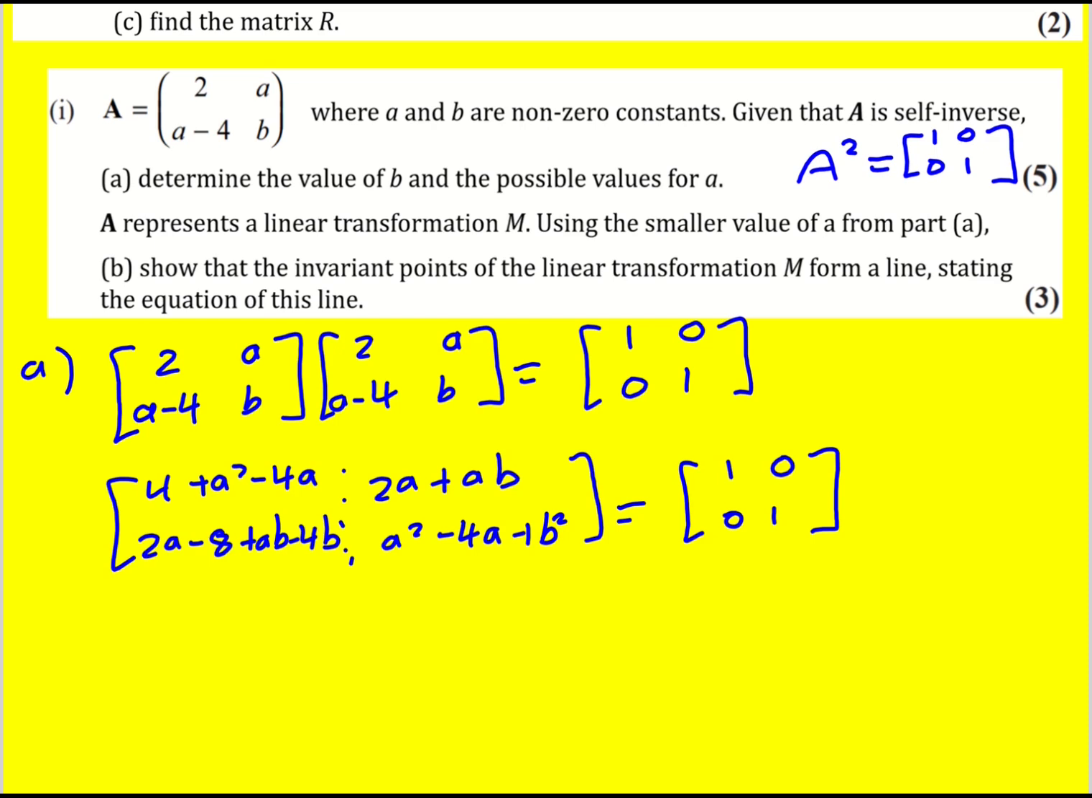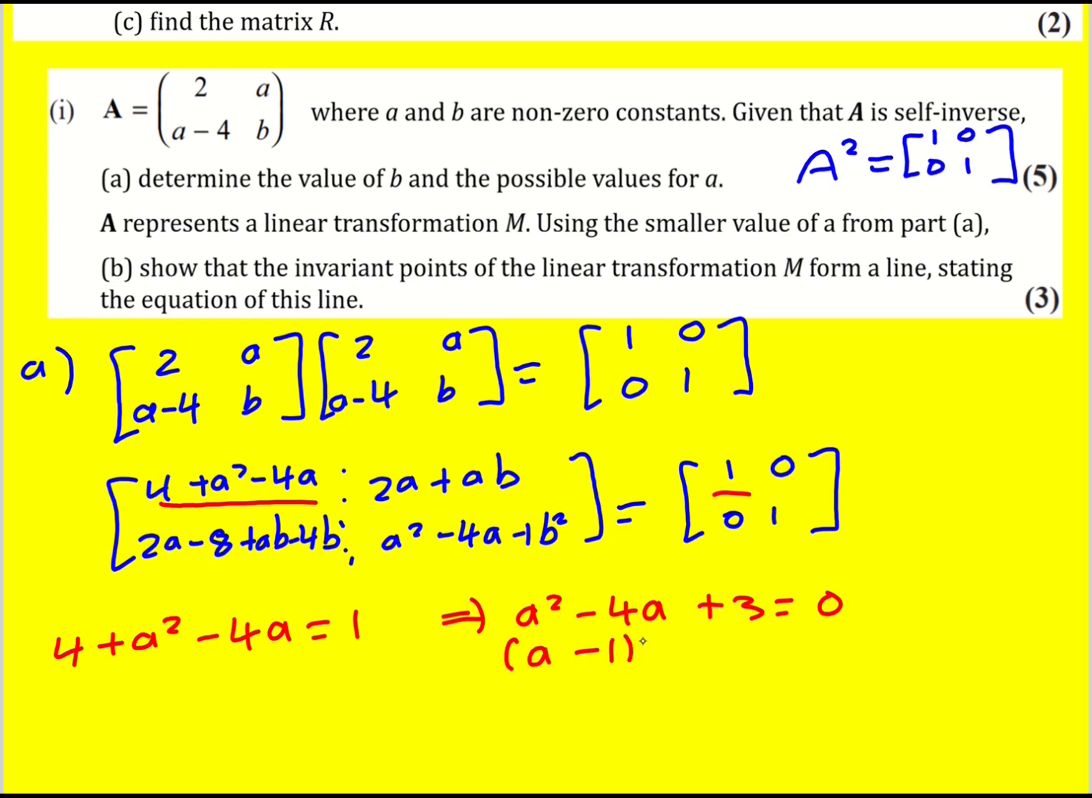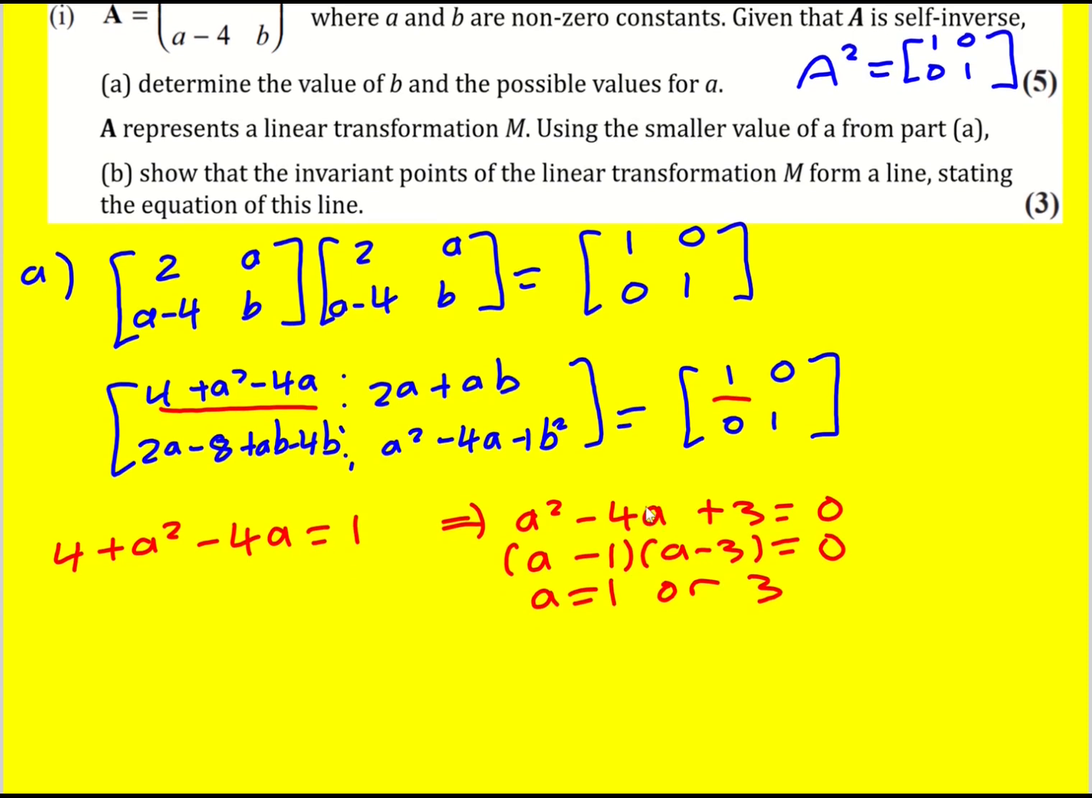So I think we have to actually solve for a first because it's this one here that only contains a. I can therefore set 4 plus a squared minus 4a equal to 1. And that means that a squared minus 4a plus 3 equals 0. So a minus 1, a minus 3 is 0, a equals 1 or 3. And we can sub back in.